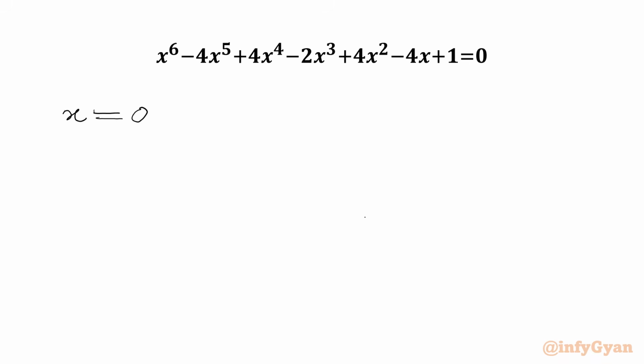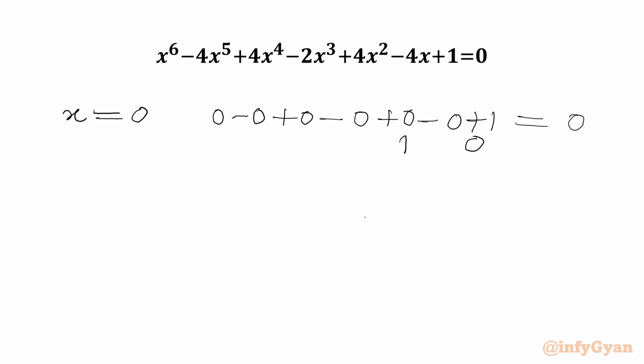So we are going to get 0 minus 0 plus 0 minus 0 plus 0 minus 0 plus 1 in LHS, and we have 0 in RHS. So from left hand side we are going to get 1, and in RHS we have 0, which is not true. 1 cannot be 0. So we can write here for equation x cannot be 0.